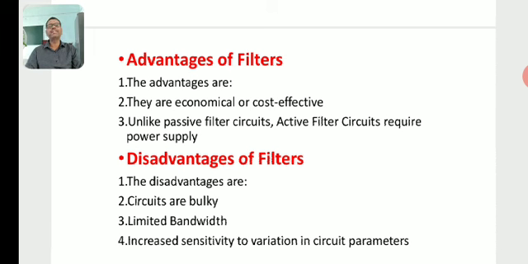So the advantages: they are economical or cost effective. Unlike passive filter circuits, active filter circuits require a power supply. The disadvantages: circuits are bulky, they have a limited bandwidth, and increased sensitivity to variation in circuit parameters.